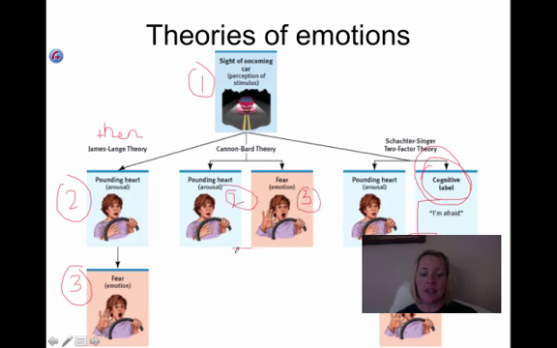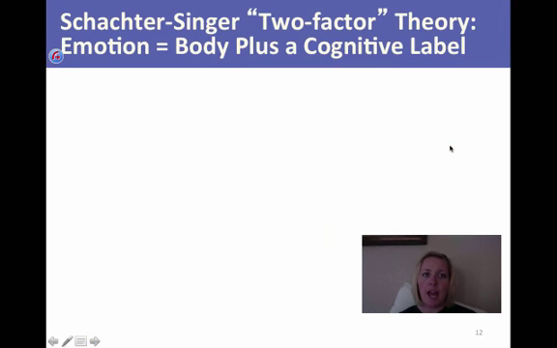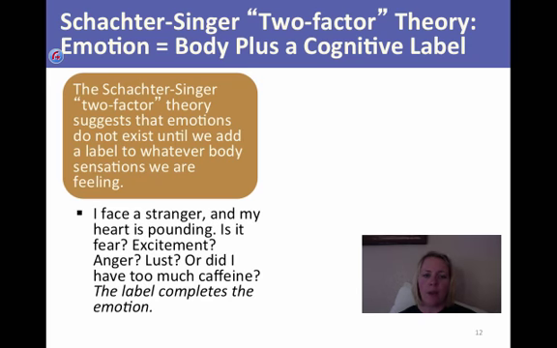So the thing to look for with Cannon-Bard is the arousal and the emotion happening at the same time, simultaneously. And then last but not least, we have the Schachter two-factor theory, which adds the cognitive label. Okay, so this is the thing that sets it apart. And it says basically that whatever our label is determines which emotion we experience. Now, the Schachter two-factor theory is the one that we work with today when we're talking about our emotional experience, okay?